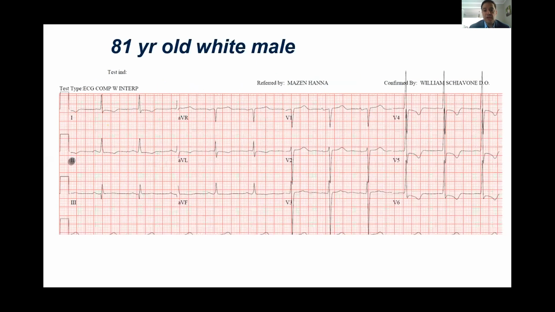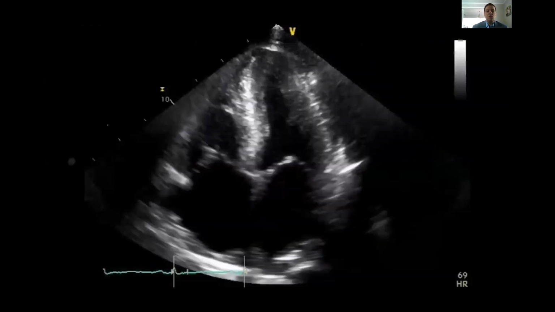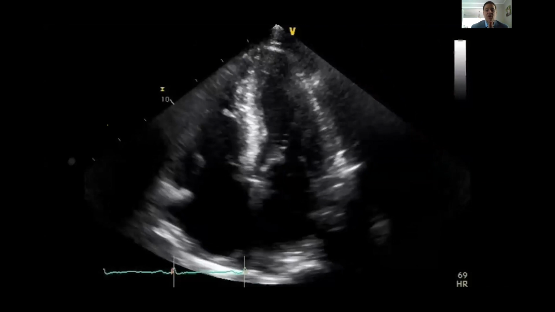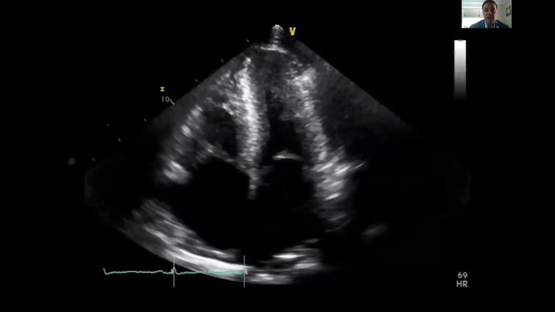This gentleman has criteria for left ventricular hypertrophy. However, if you look at the 1.6 centimeter walls, it seemed a little bit out of proportion to his blood pressure. Although he had a history of hypertension, his blood pressure was normal, and he had a pericardial effusion. And if you look at his apical four-chamber view, you see these very dilated atria and this biventricular thickening. So this prompted us to work him up.